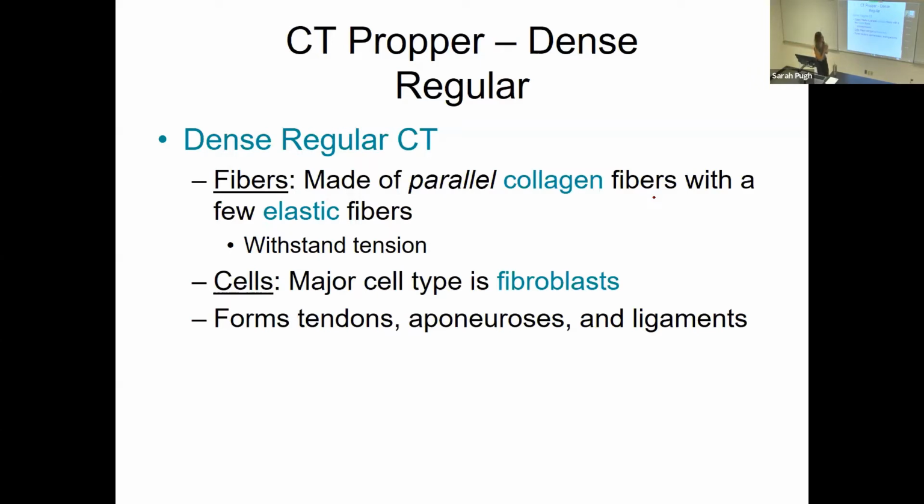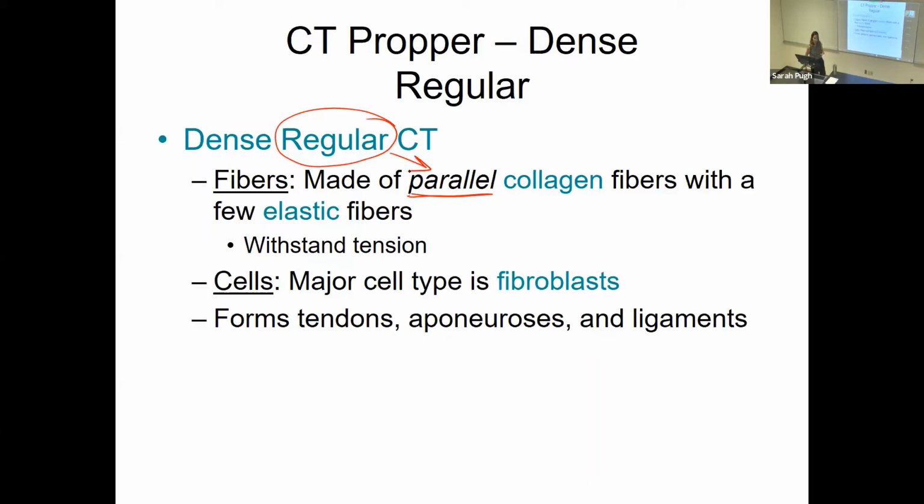So dense connective tissue proper is when the connective tissue is really dense and jam-packed in there. So we have two kinds. We have dense regular and dense irregular. So the term here that we're looking at is regular. So this is a tissue that's very compact, and all of the fibers in this dense regular connective tissue are very parallel. So they're regularly arranged.